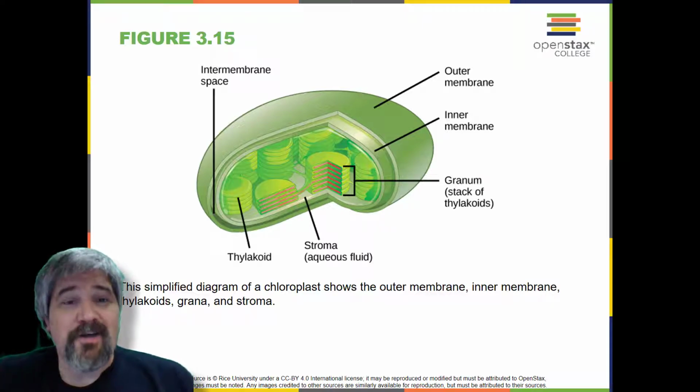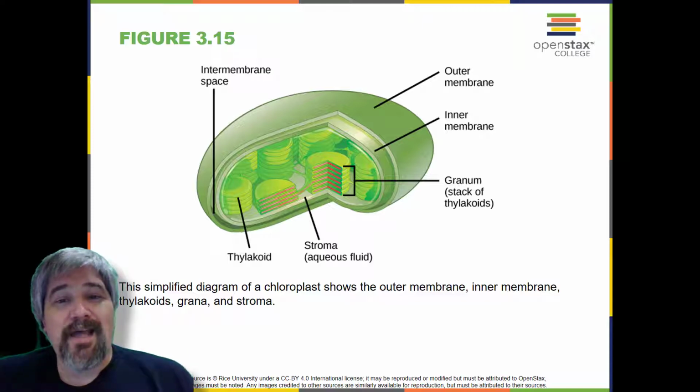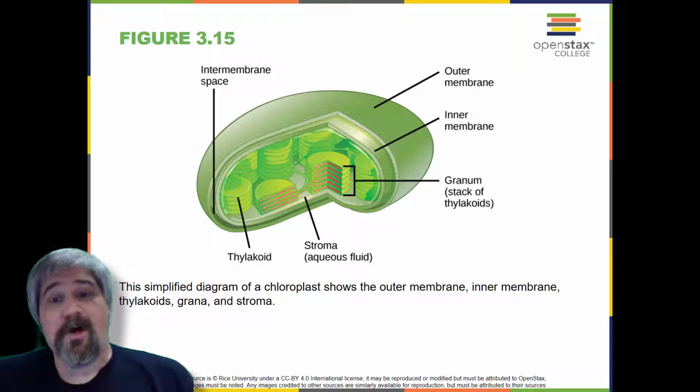Like mitochondria, chloroplasts have outer and inner membranes, but within the space enclosed by a chloroplast's inner membrane is a set of interconnected and stacked fluid-filled membrane sacs called thylakoids. Each stack of thylakoids is called a granum. Plural is grana. The fluid enclosed by the inner membrane and surrounding the grana is called the stroma.